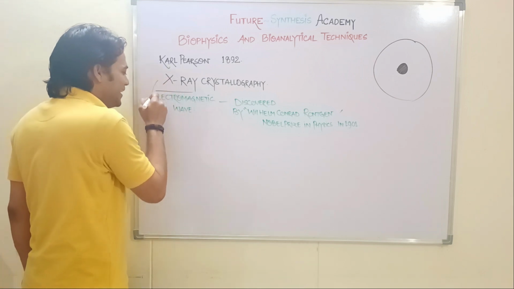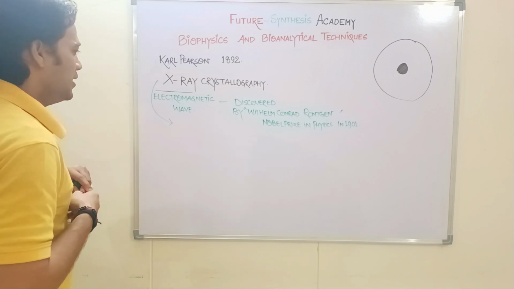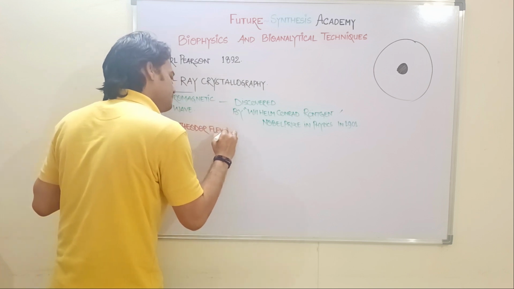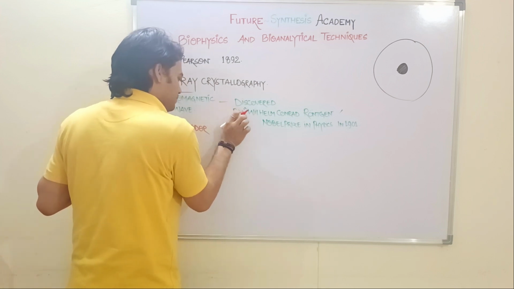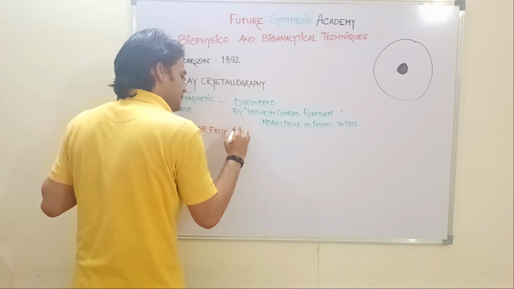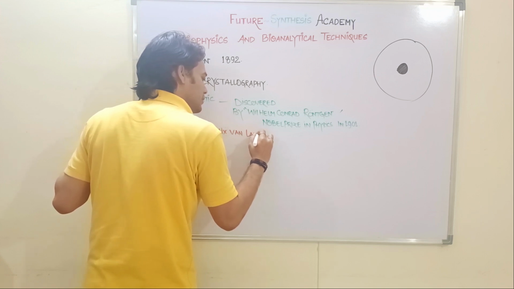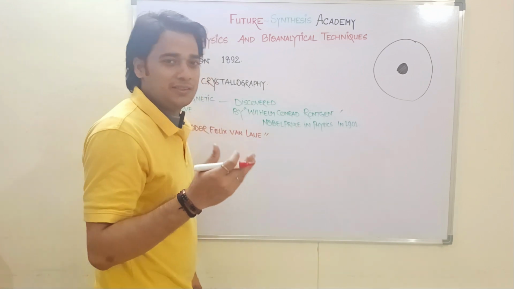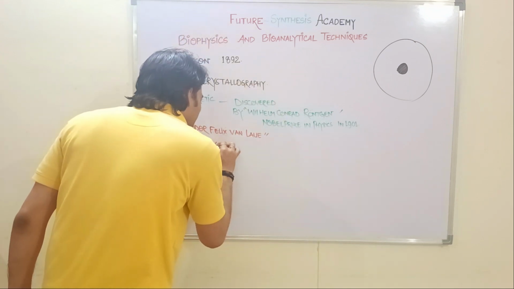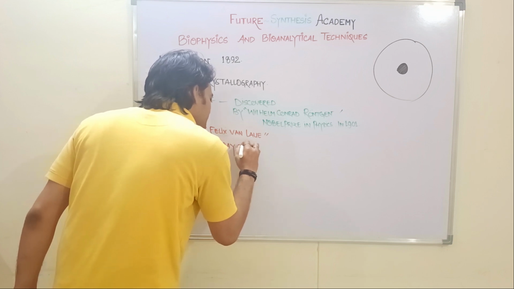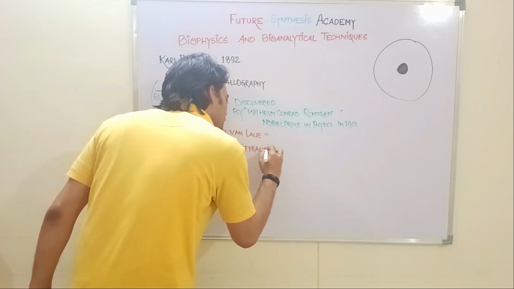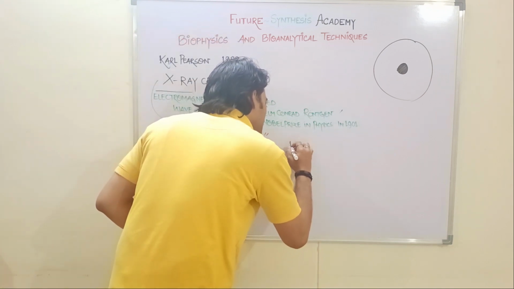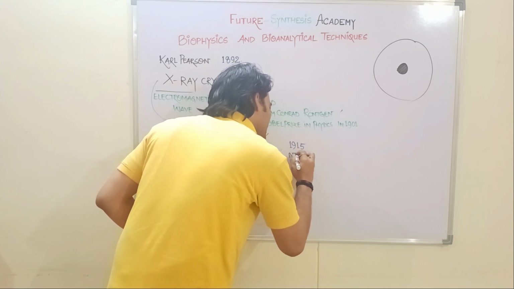Now, this X-ray was again utilized by another scientist. He was Theodore Felix van Leeuwen. He basically used this X-ray and found out that there are certain crystals which basically diffract this X-ray. So he was awarded the Nobel Prize for X-ray diffraction. And the Nobel Prize was given in 1915. Again, Nobel Prize in physics.